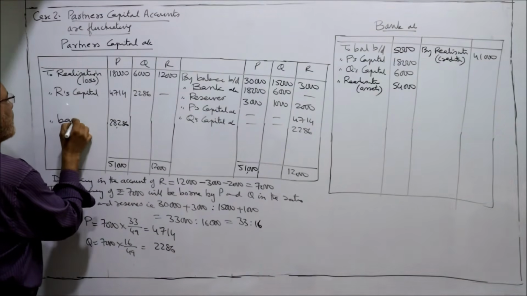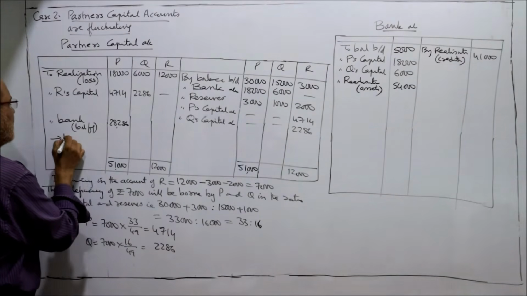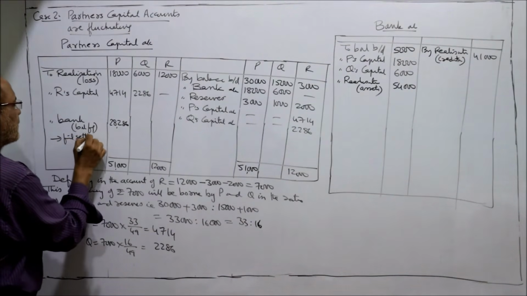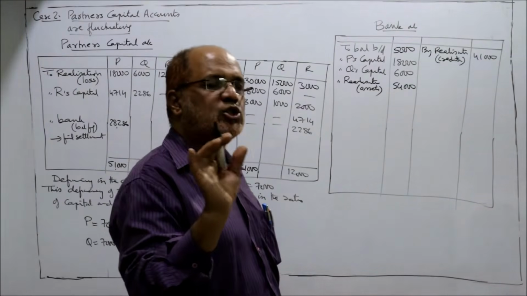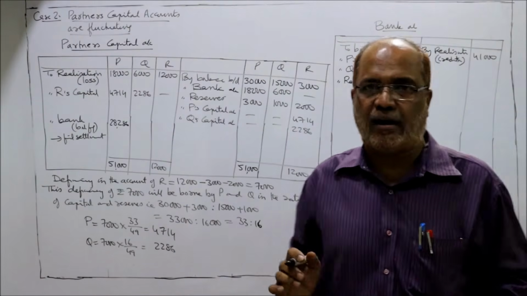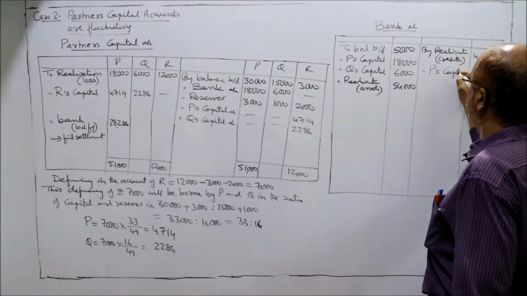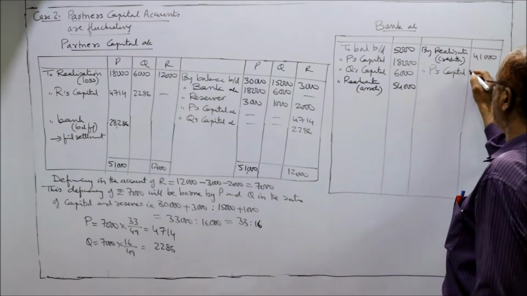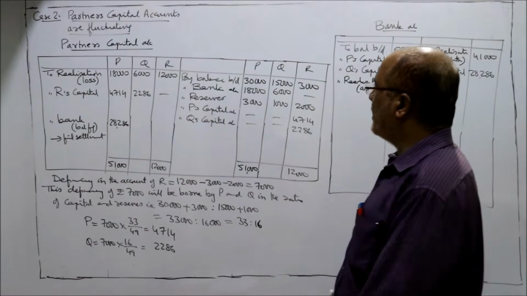To bank. Balancing figure. Final settlement. Finally 28,286 rupees has to be paid to P. So the entry will be P's capital account debit to bank. तो बैंक को क्रेडिट करेंगे by P's capital, 28,286. Similarly Q को भी मालूम करेंगे.